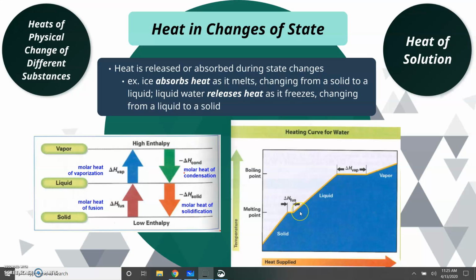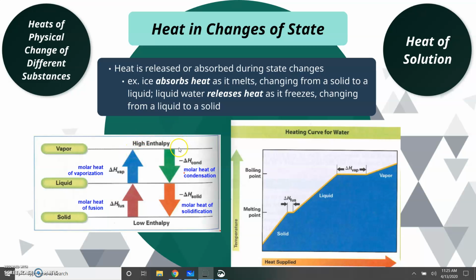Then liquid, once it's all liquid, we can add heat again, increase the temperature until we hit the boiling point, where when we add more heat, it doesn't increase the temperature, it goes towards a state change. This is a big reservoir of energy right here. And let's see, what is that called? What is that change in enthalpy? That is called your molar heat of vaporization. And that's the amount of enthalpy or energy that needs to be added to change a mole of a substance from a liquid into a vapor.